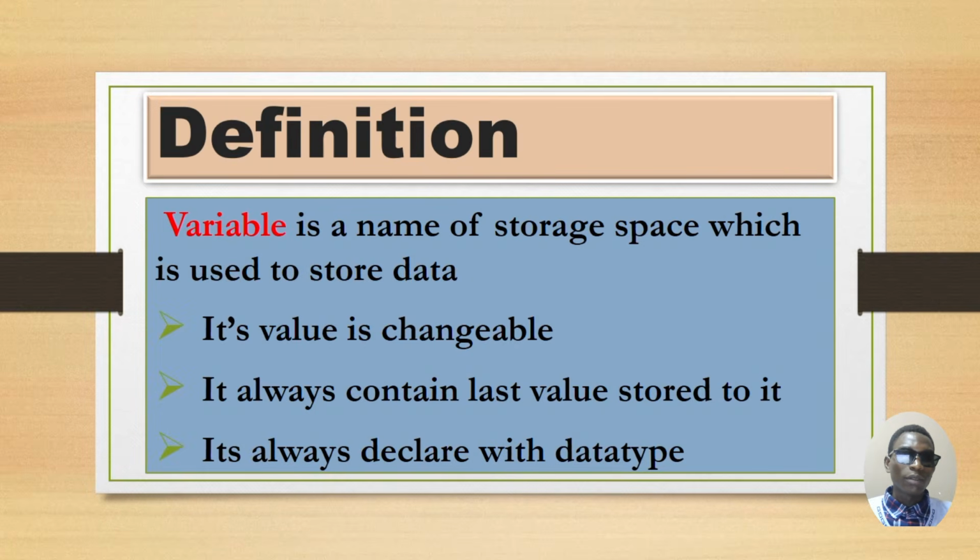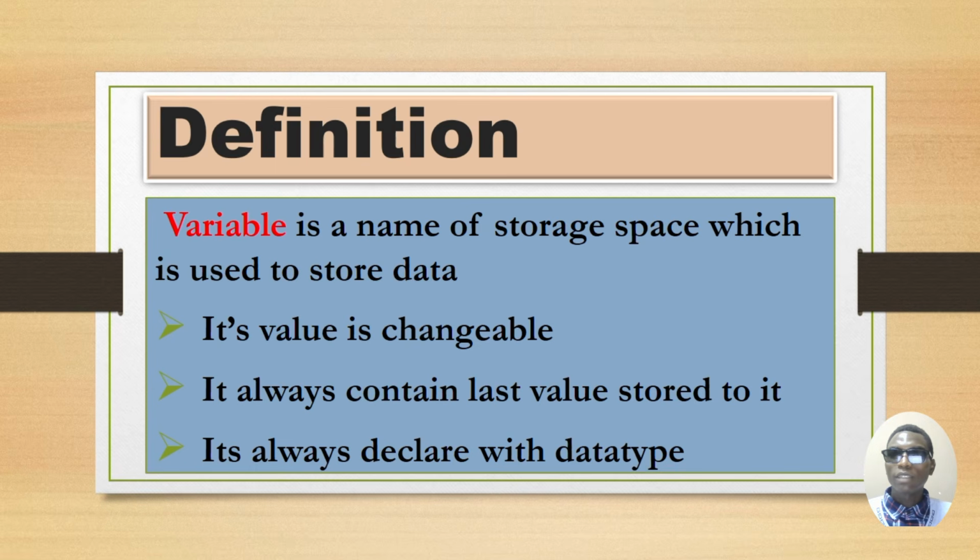About the definition, a variable is the name of a storage space which is used to store data. Do you see? When we say variable, it's like a name of a location or space where we store our data in a computer. Its value is changeable, meaning it can hold a value that can be changed over time. Also, it always contains the last value stored in it. That means when you store a value for the first time and then store again, the variable will hold the last value you stored.